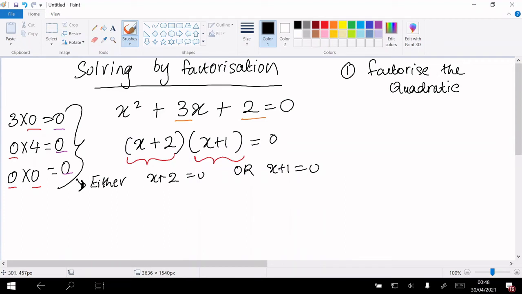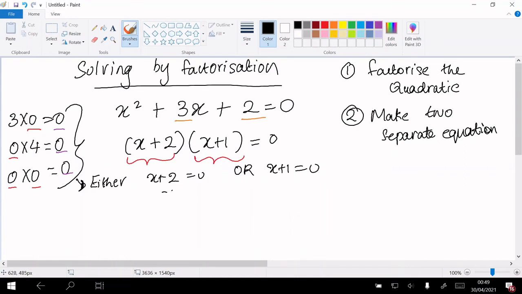This fact is used to make two different equations. So that's the second step. Make two separate equations. And finally, the last step is solve these equations.